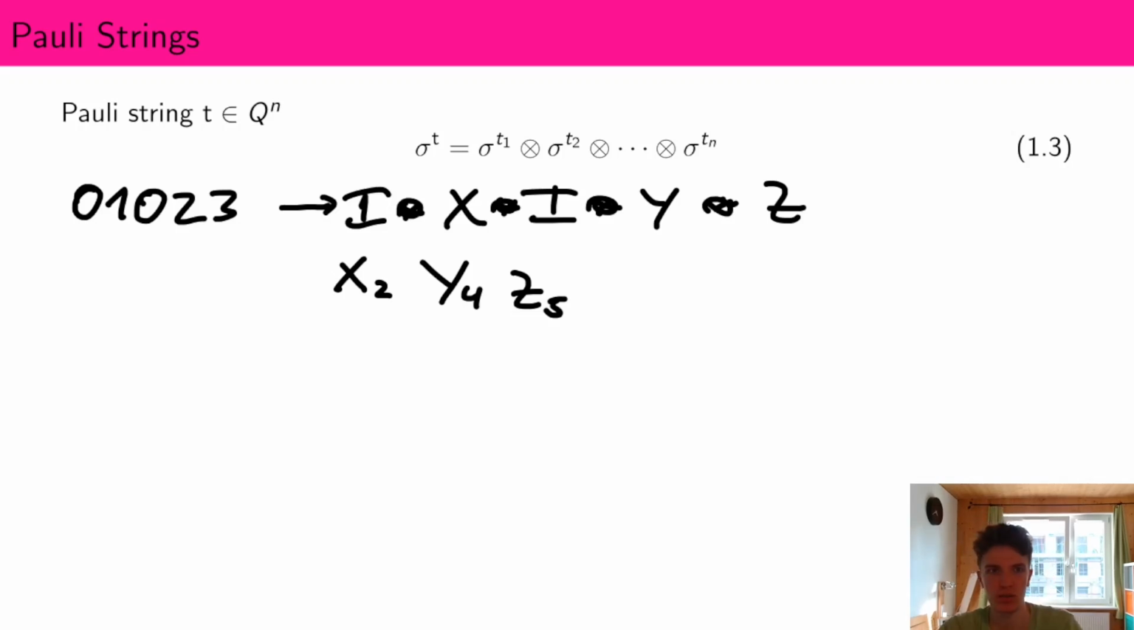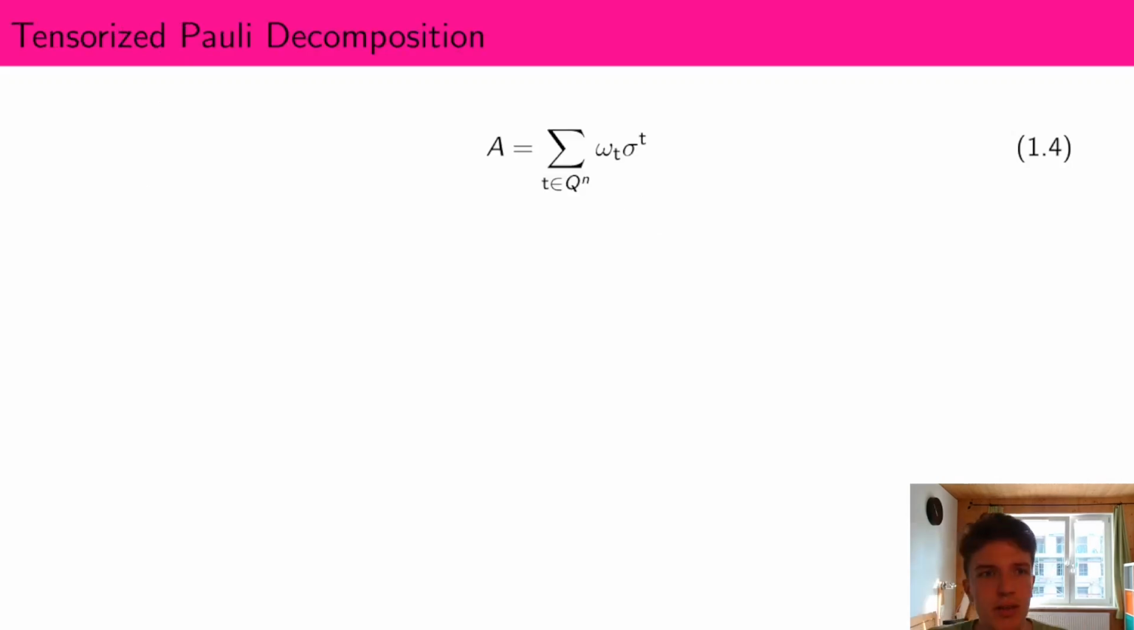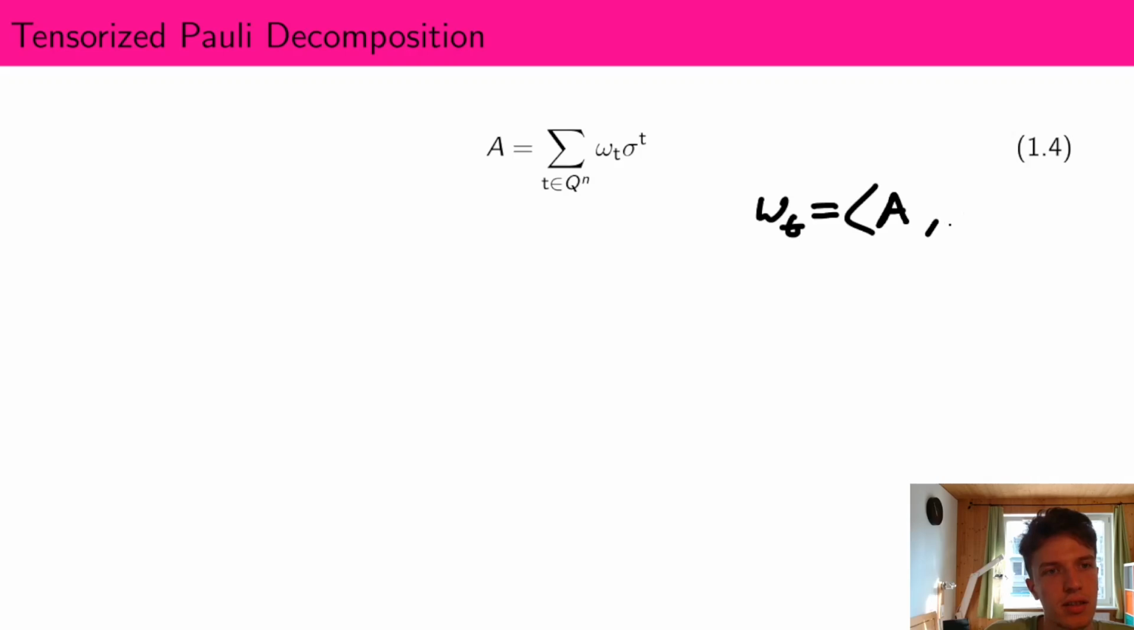Pauli strings are used a lot in simulations, and there are also a lot of specialized libraries such as the Pauli array library. Also the Pauli strings form a basis for the n qubits, just as the Pauli matrices and the identity do for the single qubit. So now we are at the first goal of the talk, which is the Pauli decomposition. It is the task of calculating these Pauli weights, these omega_t, and the usual approach is to calculate them as omega_t is equal to the scalar product of A and sigma_t.